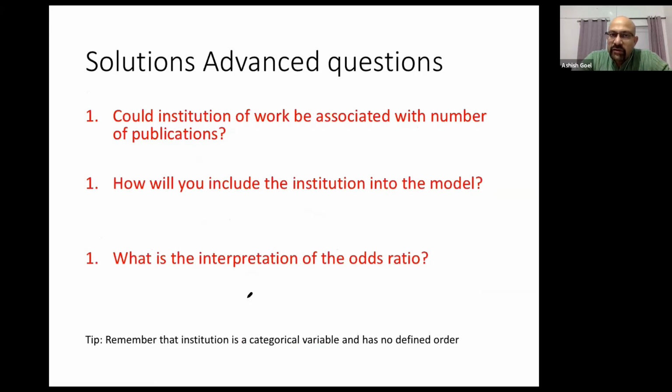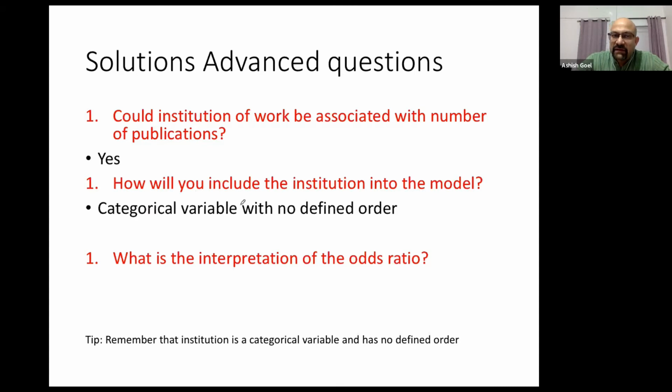The next question was, could institution of work be associated with the number of publications? Obviously, some institutions have more pressure to publish, while others do not have as much pressure to publish. So the institution of work would be associated with the number of publications an individual may have. But the question to address was, how will you include the institution in a model? Institution is a categorical variable and there is no defined order. There is nothing like one institution is better than the other, or a scale.